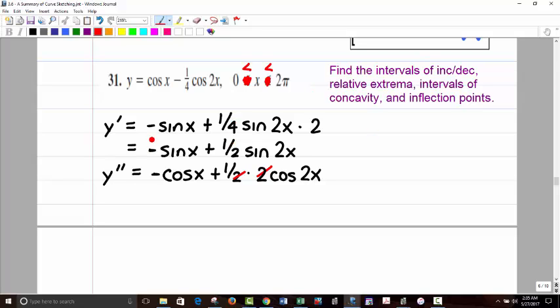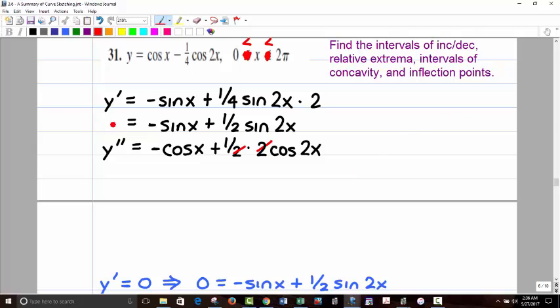Of course, derivative of cosine will be negative sine. So we have this. And then the second derivative, the derivative of negative sine will be negative cosine. The derivative of 1/2 sine of 2x will be 1/2 times 2 cosine of 2x. Once again, same idea with that 2 right there.